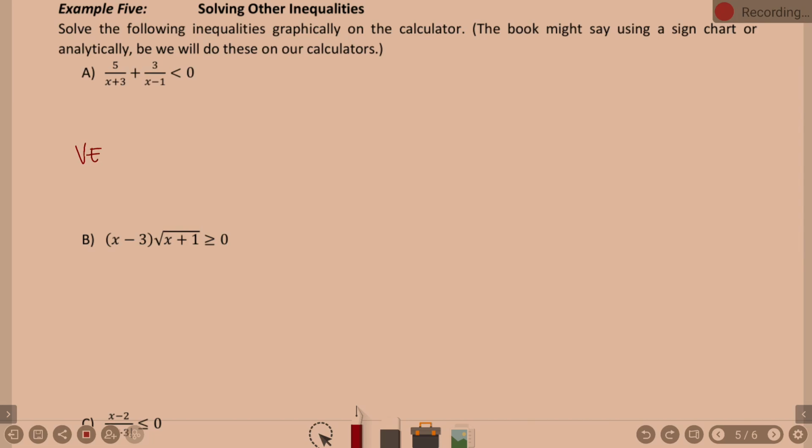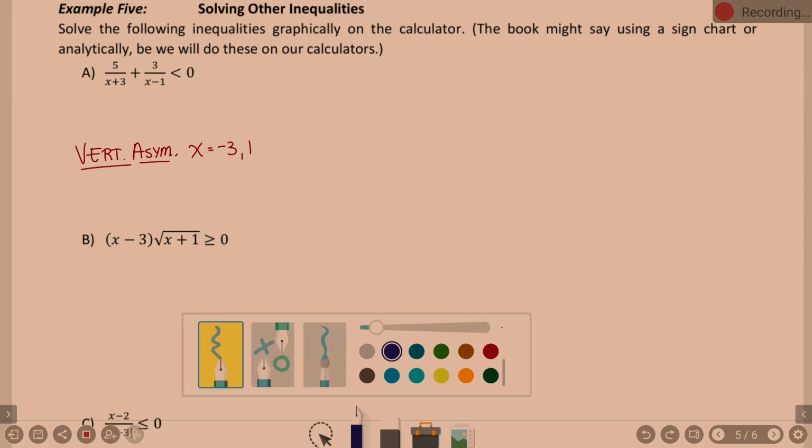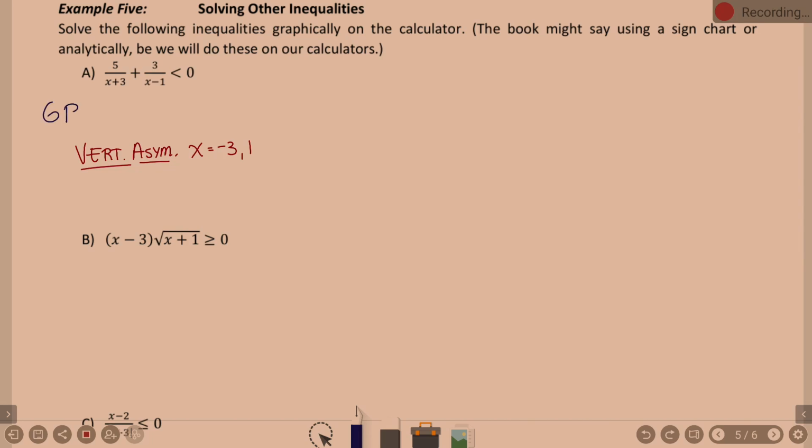Remember, vertical asymptotes happen when you set the denominator equal to 0. And it's going to be important to know those numbers of -3 and 1. Some of you already graphed this, yes? If we graph this, what are we graphing? You're going to graph y equals 5 over x plus 3 plus 3 over x minus 1. That's what you're graphing.